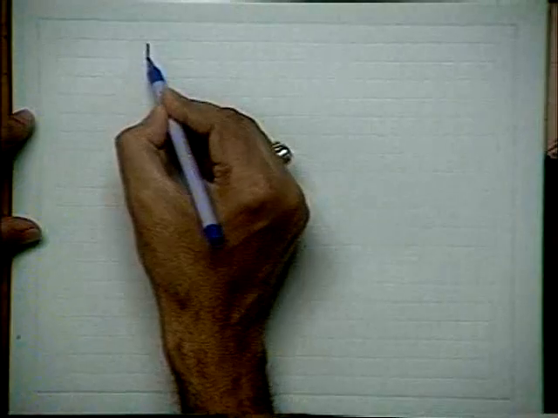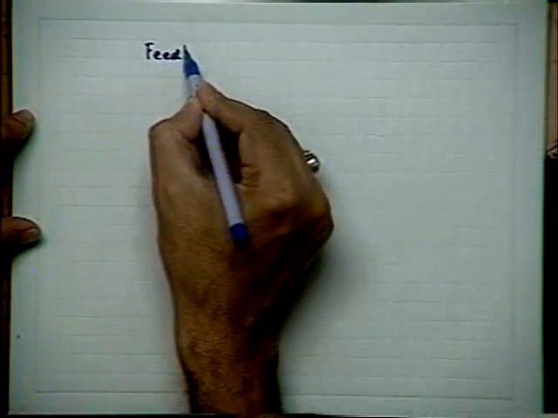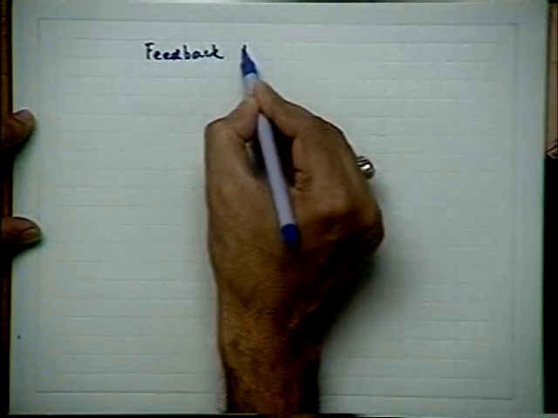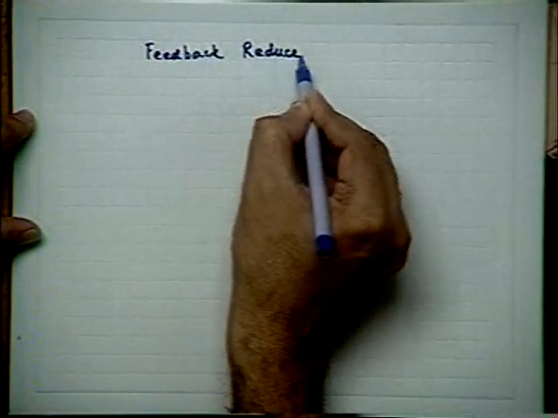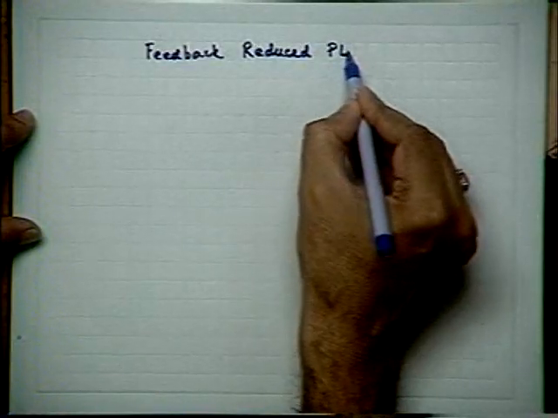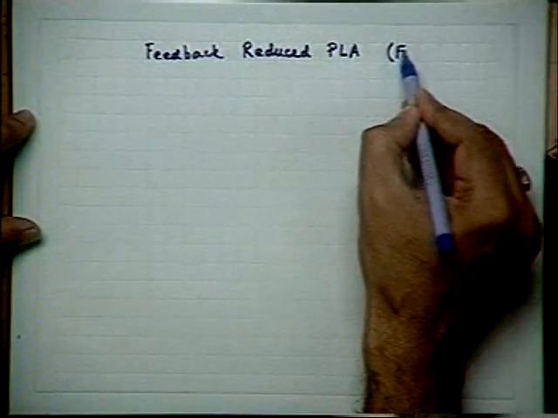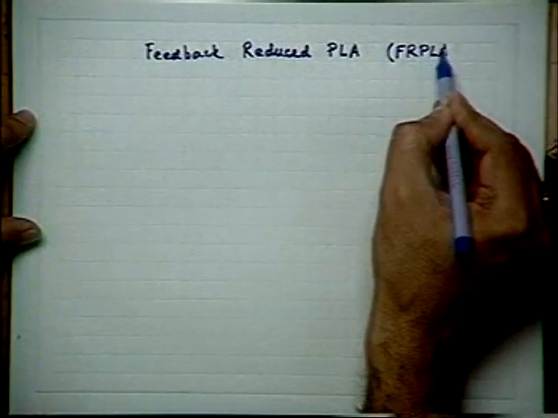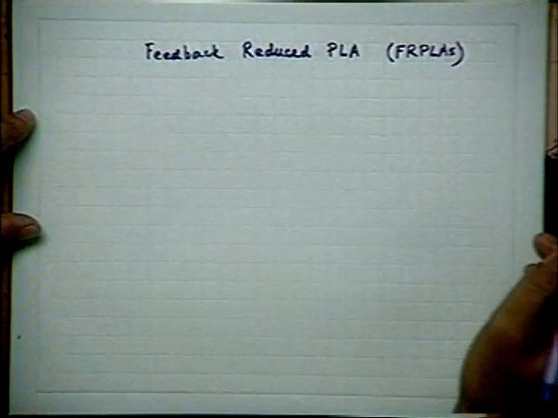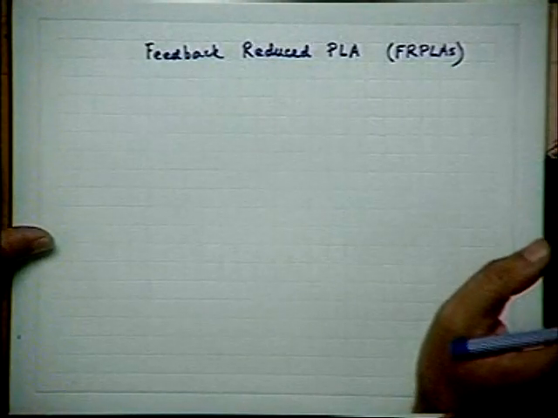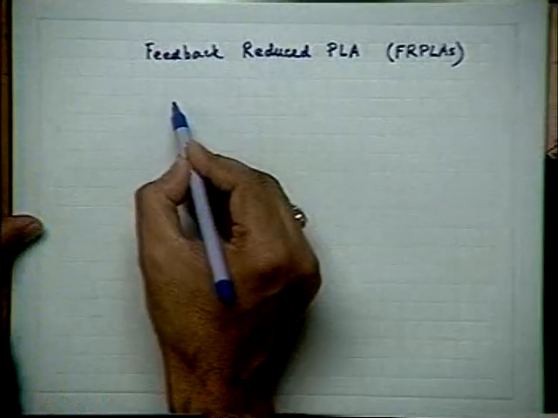You see, there is another approach, I think I have told you in the last class, called feedback reduced PLA, or FR PLA. Feedback reduced PLAs. The same function, the same thing which I have discussed in this last example, I could also represent like this in terms of PLA. Let us see like this.